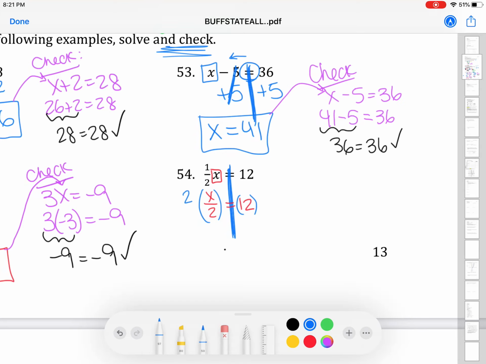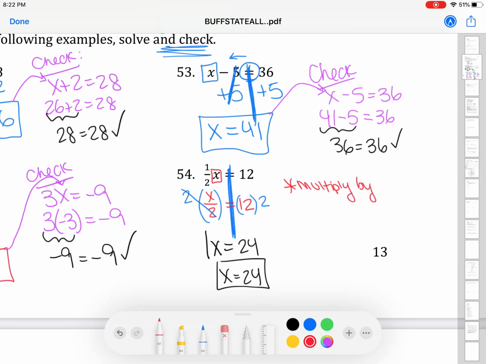So if this is being divided by 2, the opposite of dividing by 2 is multiplying by 2. So to undo the divided by 2, I'm going to multiply by 2. And the reason that that works is because 2 times 1/2, think about it, half of 2 is just 1. So I get 1x, just like I did in a previous problem. And then, oops, I have to multiply this side by 2 as well to maintain that equality. And that gets me 24. So x is equal to 24.